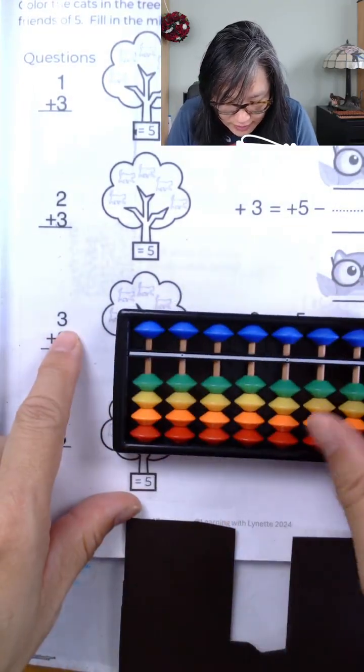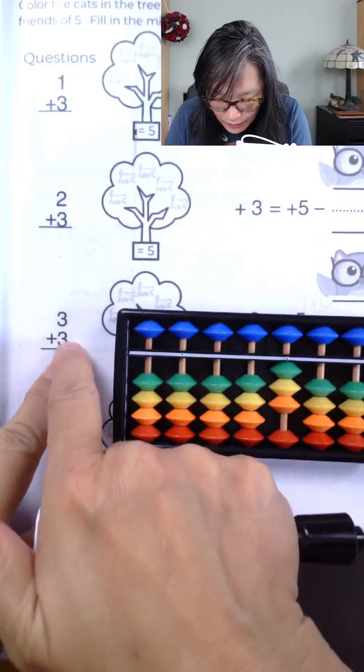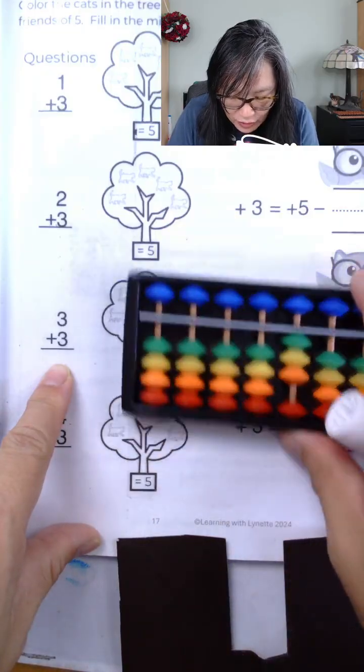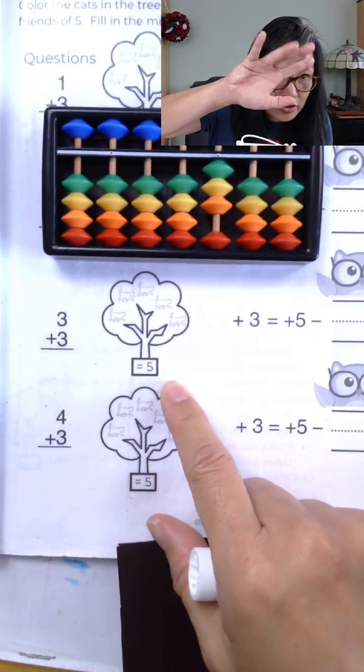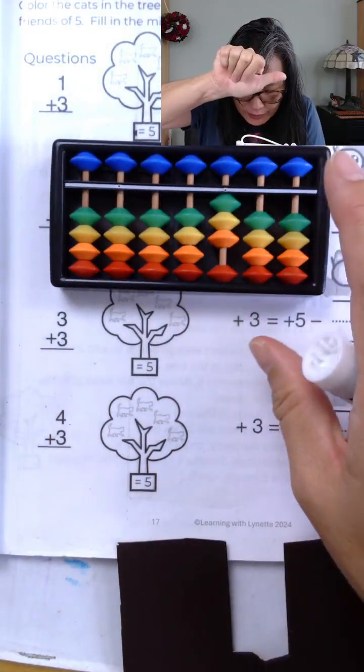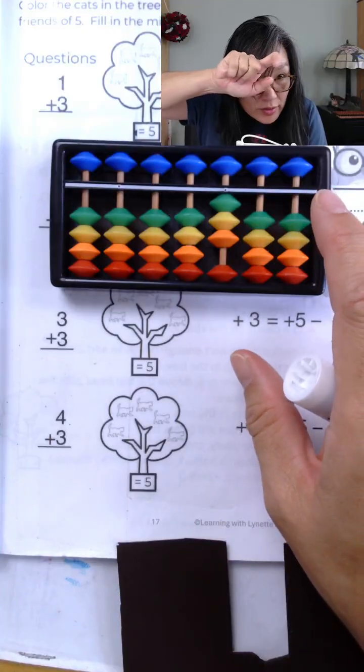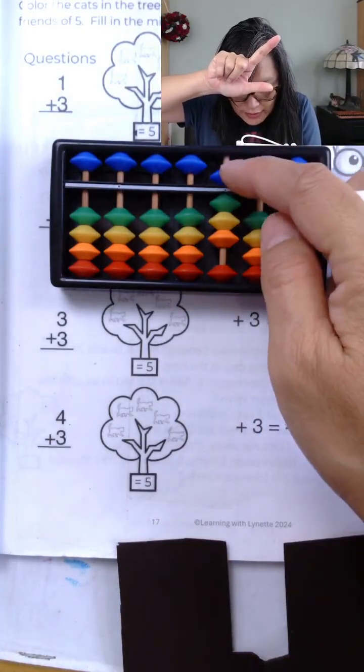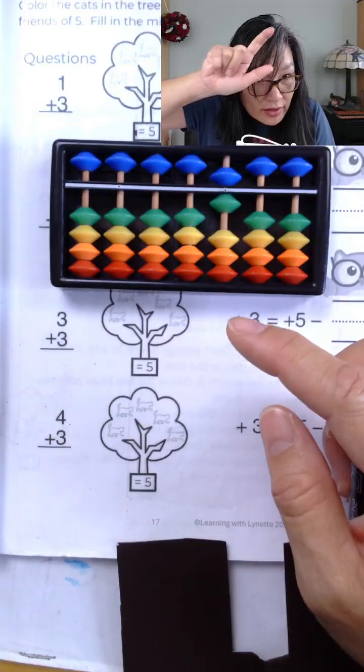So the idea was I have 3 on the abacus. I want to add 3. Can I add 3? No. Then I have to go to the 5 cats in the tree. I use my hands for that. I go to the 5 cats in the tree, and then I grab 3 cats, and then 2 cats run away. So 5 cats in the tree, but 2 cats run away. So my final answer is 6.